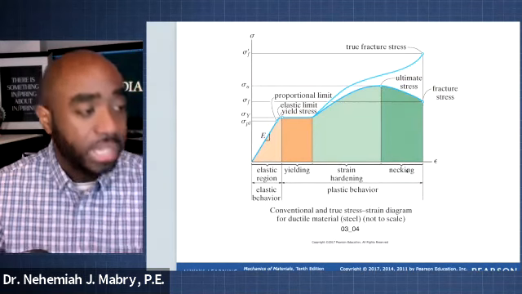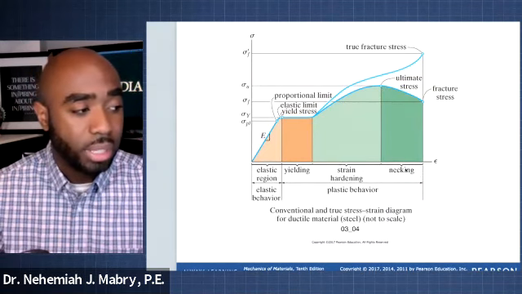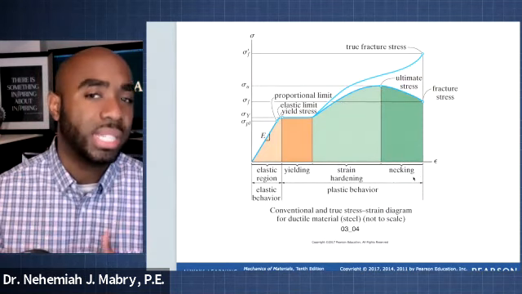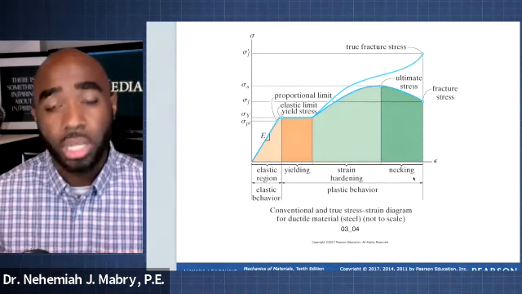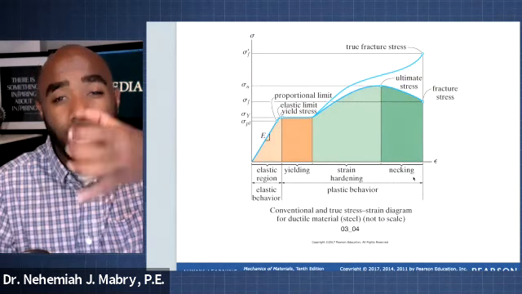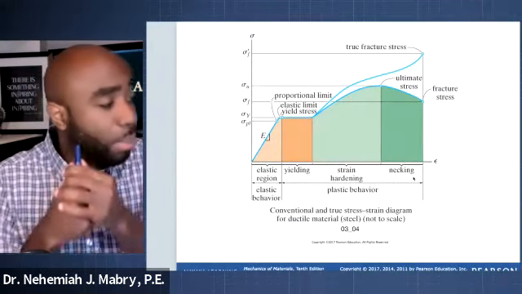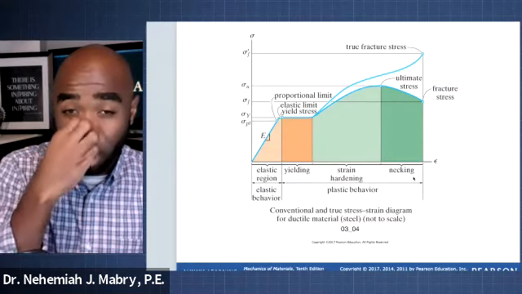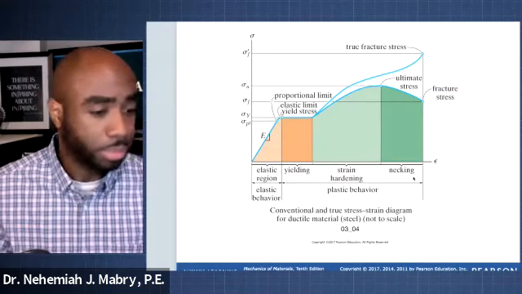Now, this last phase after strain hardening is something we call necking, right? That's how we know that it has already exceeded its ultimate stress, is when you visually begin to see the diameter of our specimen begin to get smaller, and that is what we call necking.